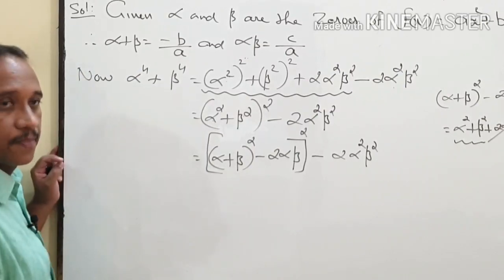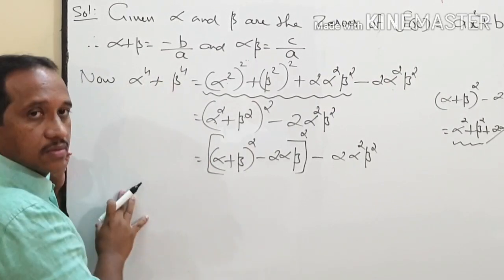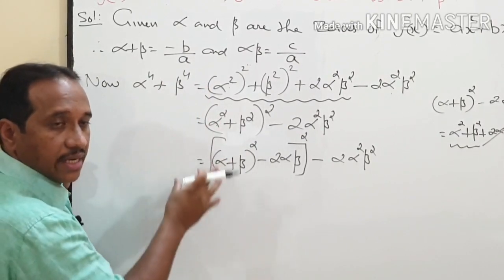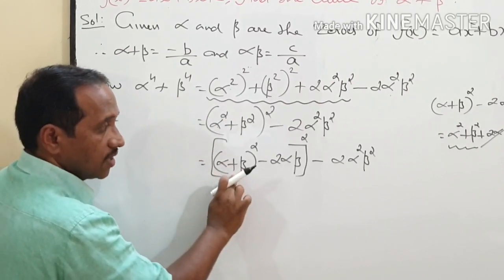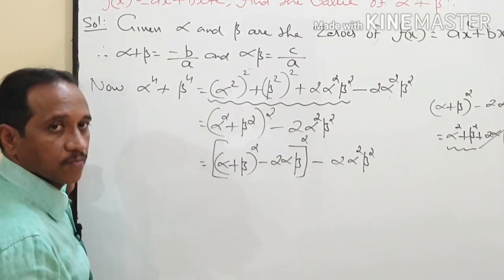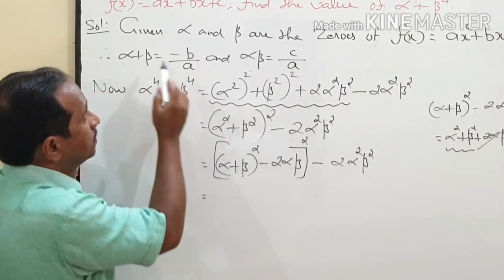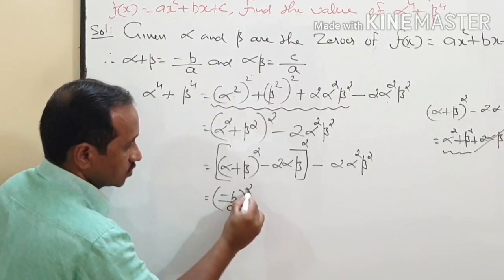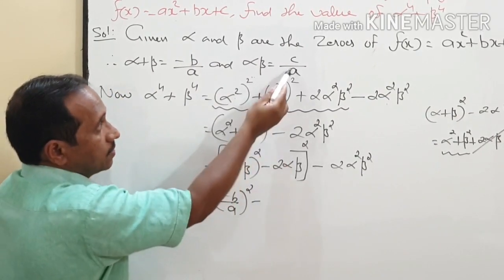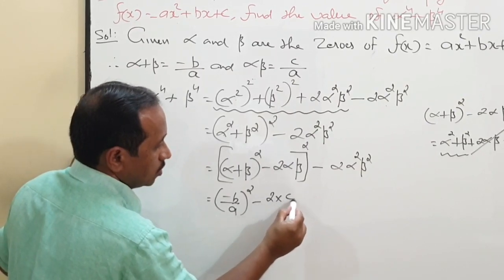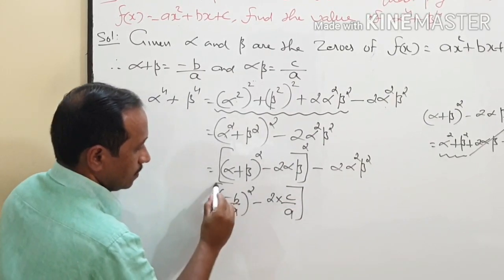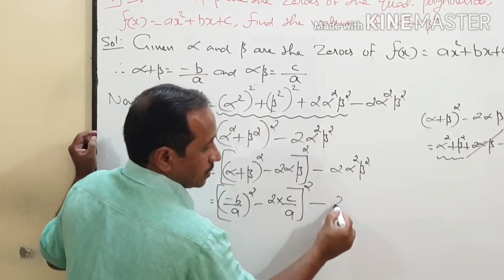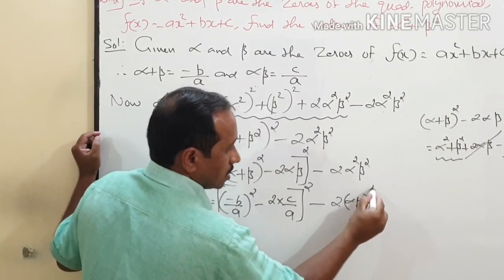Look at this step. The expression alpha raised to 4 plus beta raised to 4 has been converted into the terms of only alpha plus beta and alpha beta. Here, in place of alpha plus beta, I can write minus b by a the whole square minus, in place of alpha beta, I can write 2 into c by a the whole square, minus alpha square beta square can be written as 2 alpha beta the whole square.